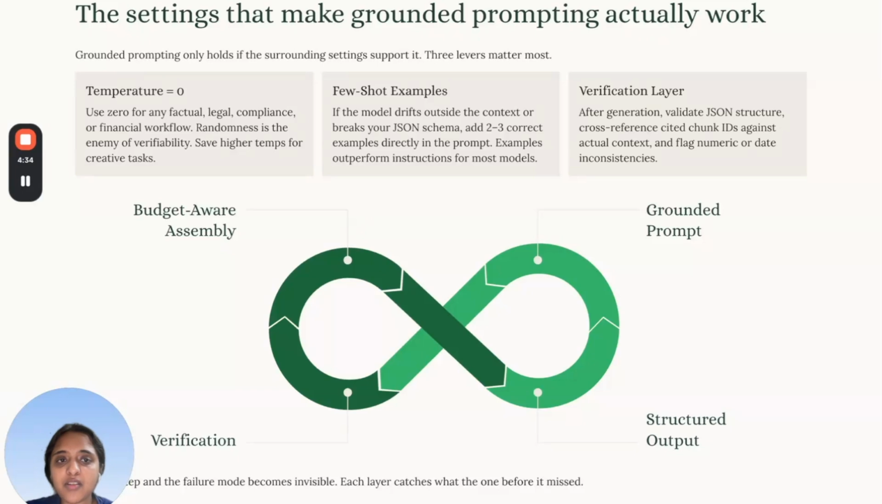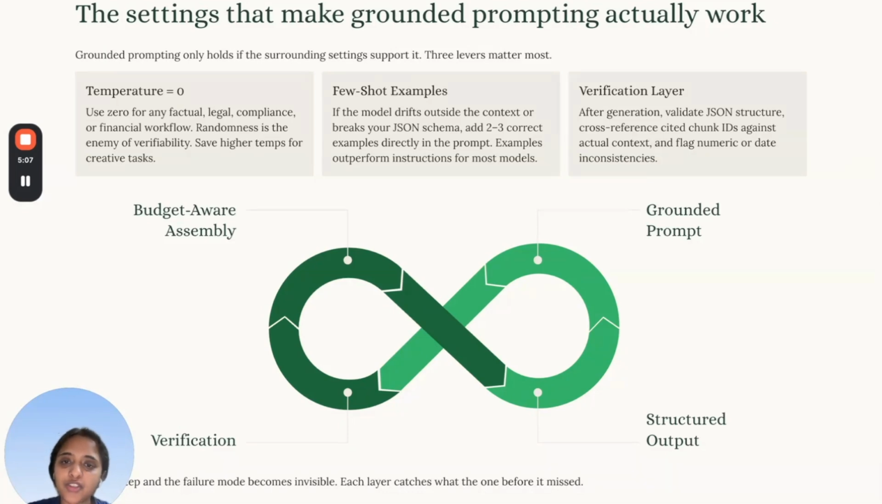The settings that make grounded prompting actually work: we need to keep the temperature minimal or zero, that is the creativity of the model. We need to keep it low for factual, legal, or compliance documents. So randomness can be an enemy for us. Higher temperature can be good for creative tasks like story writing, but not in deterministic cases. We need to provide some few shot examples.